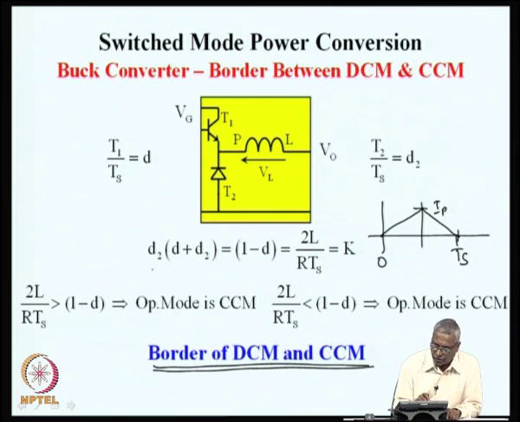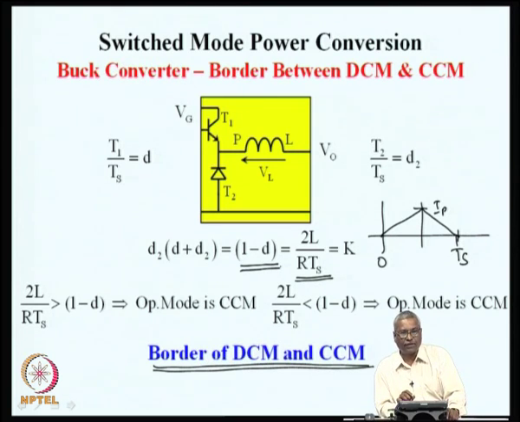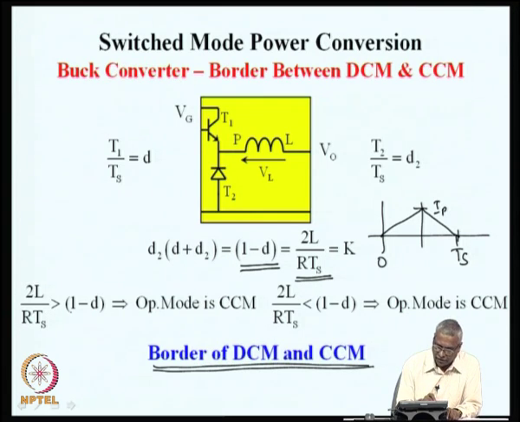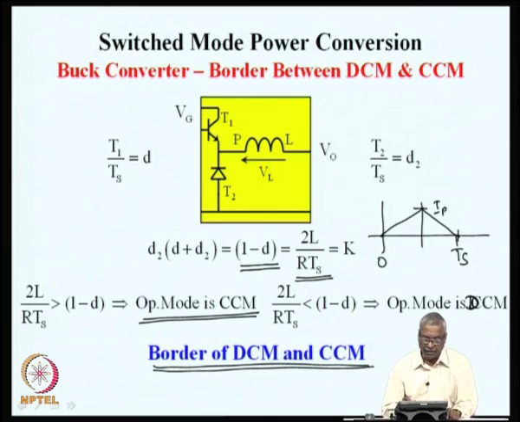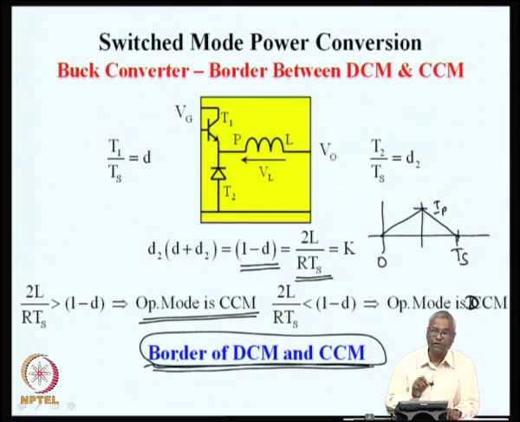So, if you substitute that particular relationship, we find that when 2L by RTs, which is called the conduction parameter, is greater than 1 minus D, the operating mode is continuous. When 2L by RTs is less than 1 minus D, the operating mode will be discontinuous. And when 2L by RTs is equal to 1 minus D, the operation will be on the border between continuous and discontinuous operation.